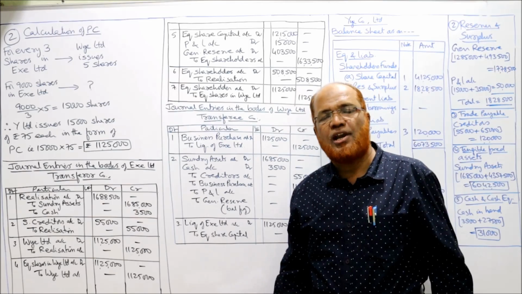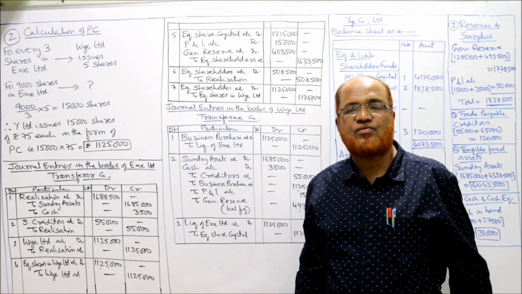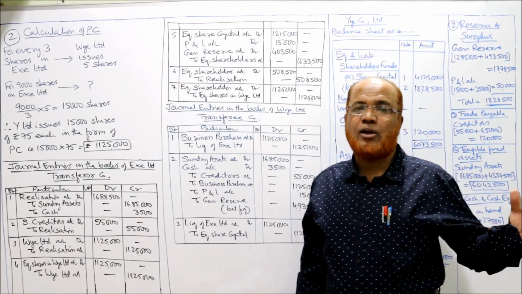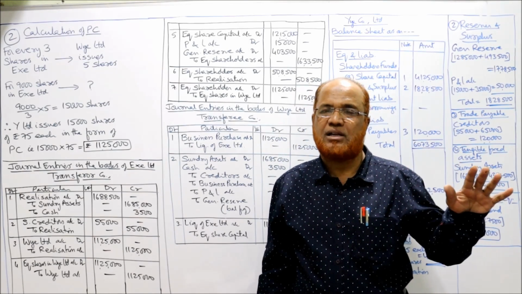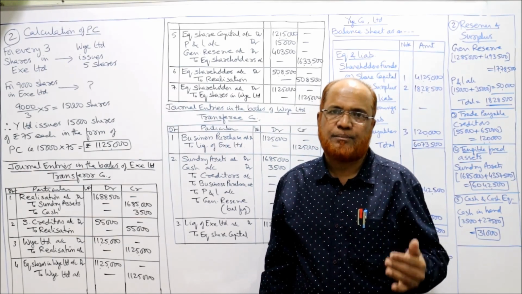Now we come to the journal entries in the books of the transferor company. Which is the transferor company? X Limited. In the previous theory video I told you a maximum of 12 entries are there, but not all 12 entries will come in every problem. Not every problem has 12 entries; fewer come.